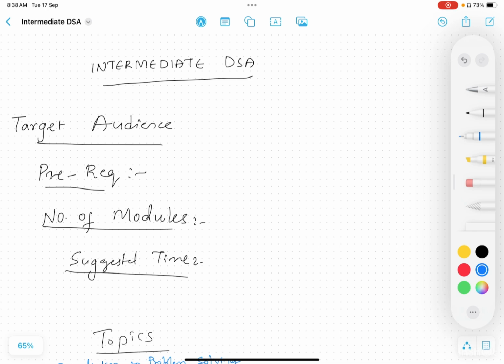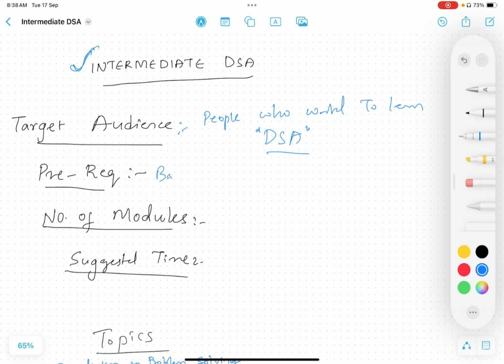The targeted audience for this course is people who want to learn DSA, advanced DSA. They must take this intermediate DSA course.